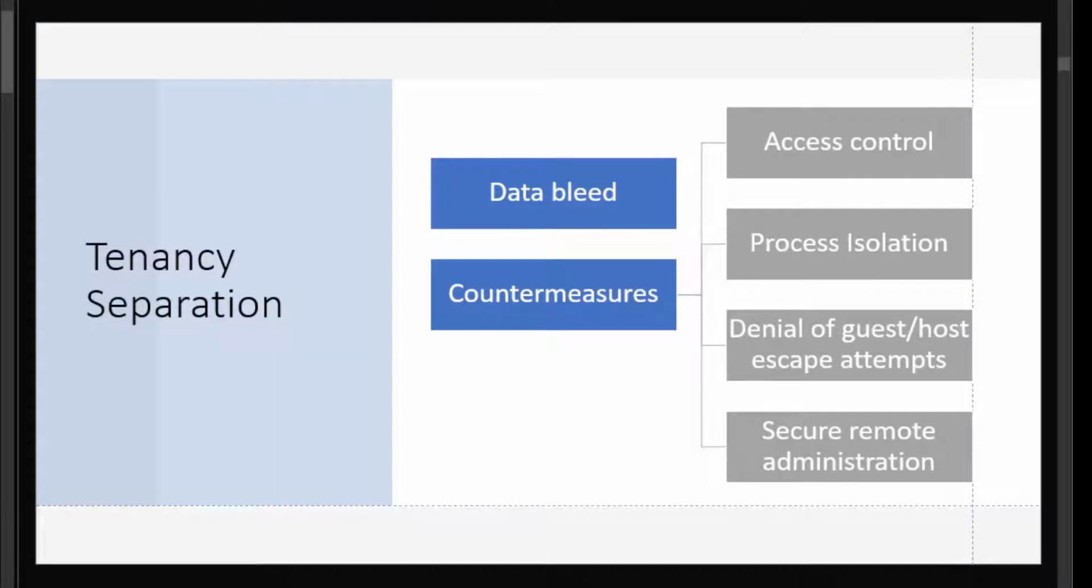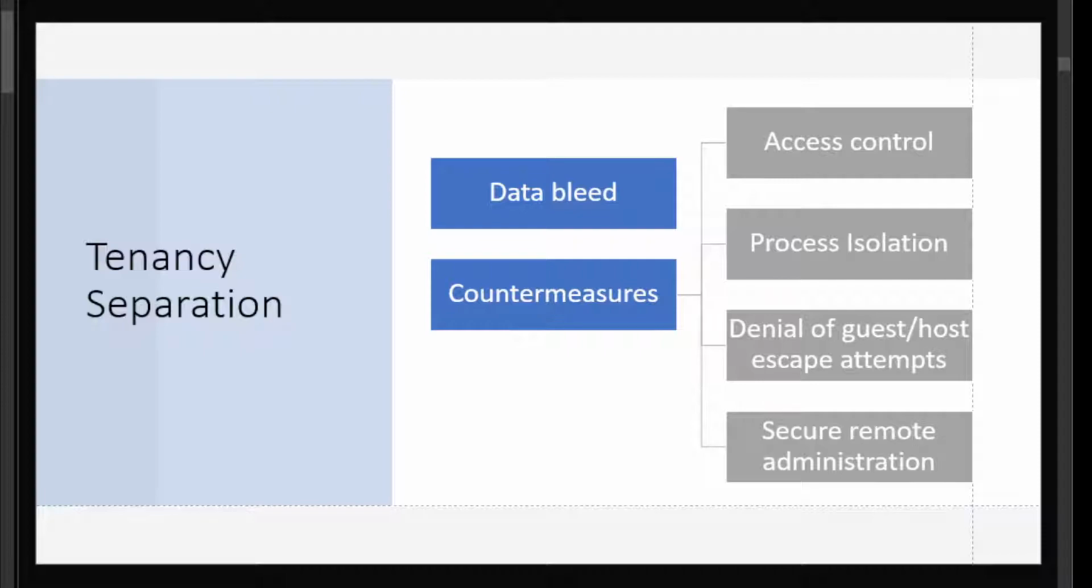Tenancy separation, as we've talked about prior, is just separating from other tenants within the cloud environment. This is trying to avoid data bleed. And then here are some countermeasures for tenancy separation to ensure that data bleed does not occur and that other tenants don't get access to your data.